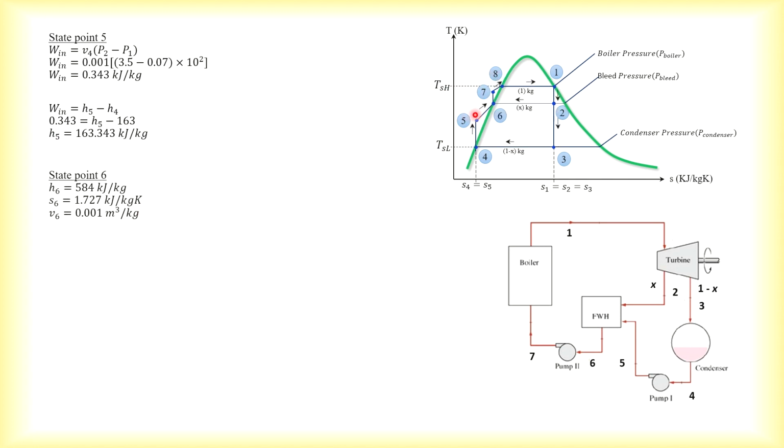Then we move forward with state point 6. Again, this is saturated liquid. So the enthalpy at this point can be found by looking at the HF at the pressure of 3.5 bar. That is the bleed pressure, or the pressure at which the steam is extracted from the turbine for mixing in the open feed water heater. So H6, from our table which we have extracted from the property tables, you can just find the HF there and write it down, 584.